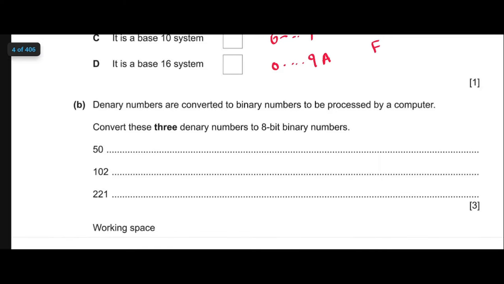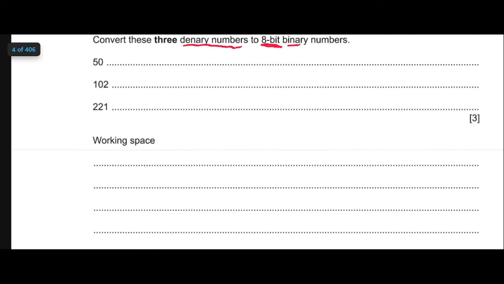Part B. Denary numbers are converted to binary numbers to be processed by a computer. Convert these three denary numbers to 8-bit binary numbers. So make sure you understand the question. We need to convert those three numbers to 8-bit binary numbers. The first number is 50. Let's use the divide method, which is easy, and there are fewer chances to make a mistake.